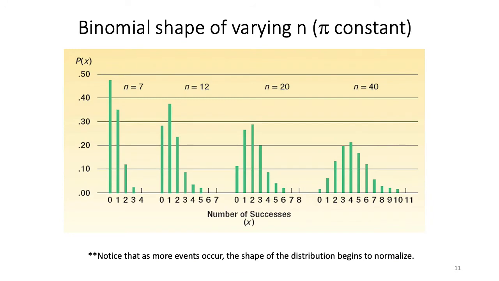What happens to the binomial shape as n changes? Now notice here, if we start with a small number of trials, where n is 7, we have a fairly strong positively skewed distribution. But as the number of trials increases, the distribution starts to become more symmetrical and normalizing. So as n increases, the shape of the distribution begins to normalize.